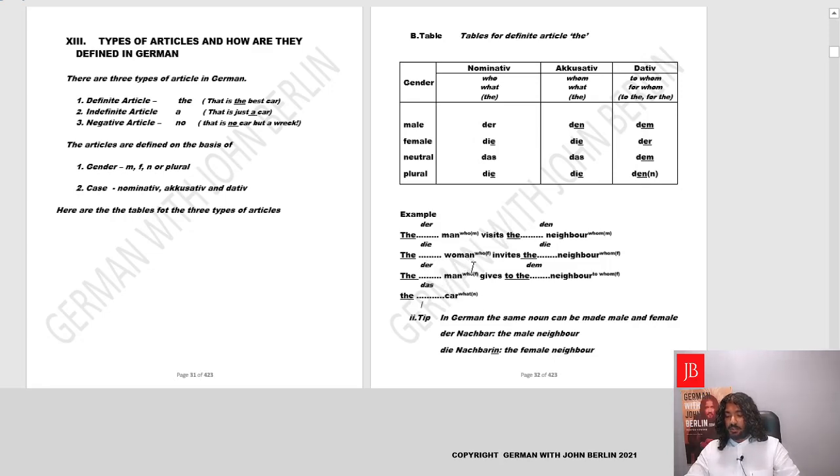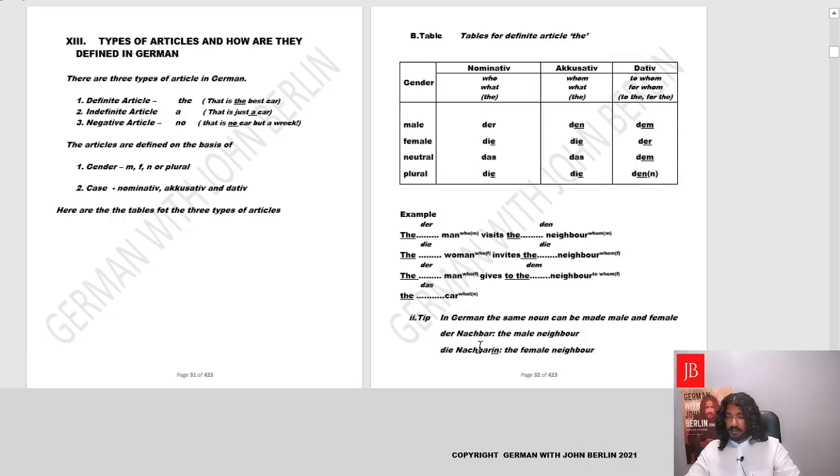Yes, gives to the neighbor. To whom? Neighbor is masculine. To the neighbor, dem. Yes, so I've written to the, dem, Nachbar, neighbor. What? Car. Car is neutral. So we go to neutral. Das Auto. Yes, der Mann gibt dem Nachbar das Auto.